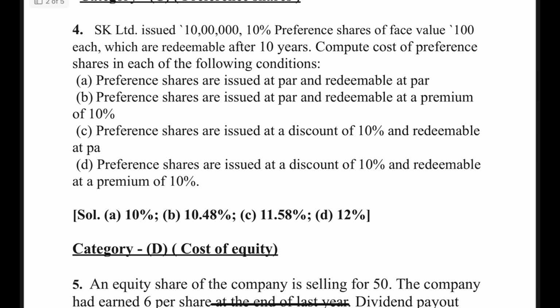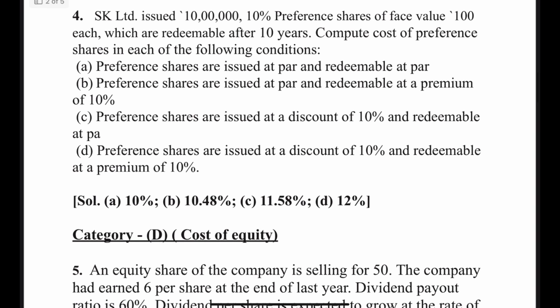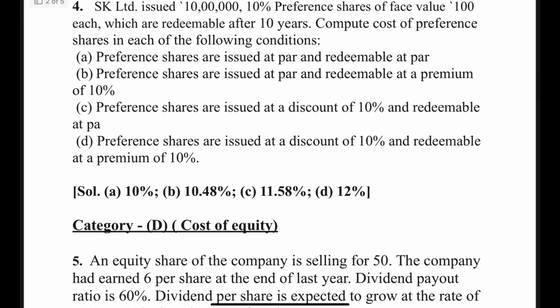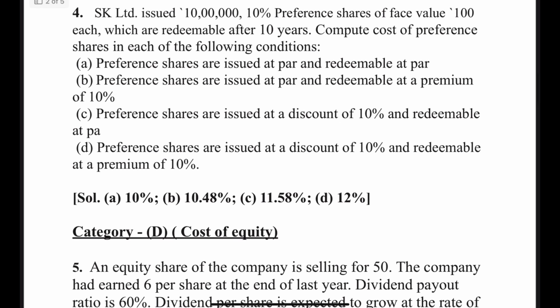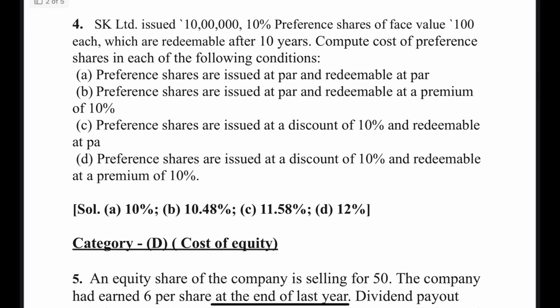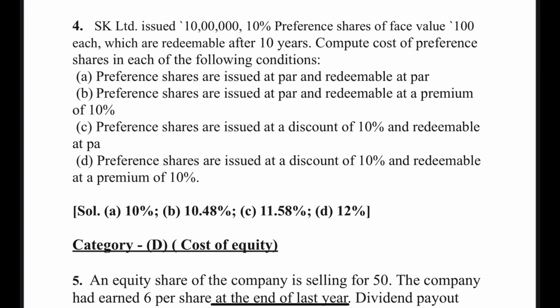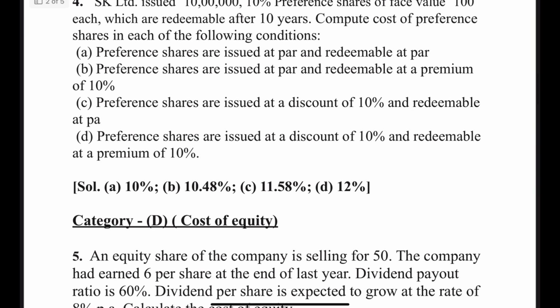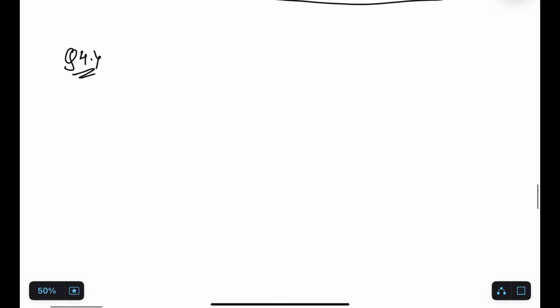Question number 4. SK Limited company is issuing 10 lakh 10% preference shares, face value of 100 rupees. These preference shares are redeemable after 10 years, and the cost of preference shares needs to be calculated in each of the following cases. So we have been given the face value, which is 100 rupees, and the life of the security is 10 years. The RV and PV are different in each of the cases, and we need to calculate the cost of preference share. The first case, preference shares are issued at par and redeemable at par. So the RV and PV are same.